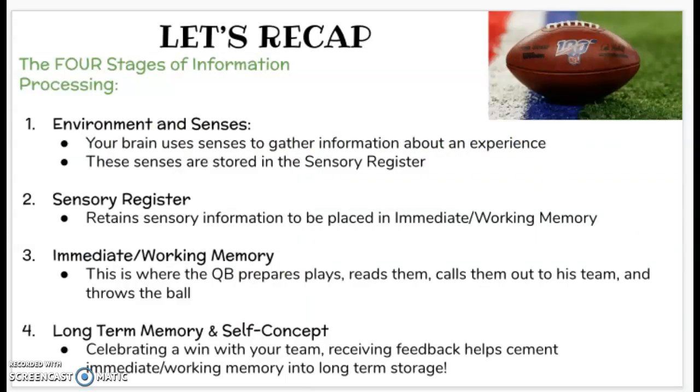Let's recap. The 4 stages of information processing are the environment and senses. This is where your brain uses senses to gather information about an experience. These senses are then stored in the sensory register. The sensory register retains sensory information to be placed in immediate and working memory.